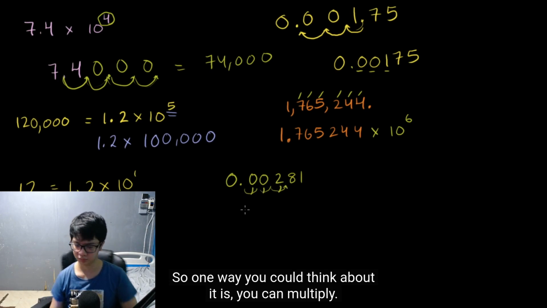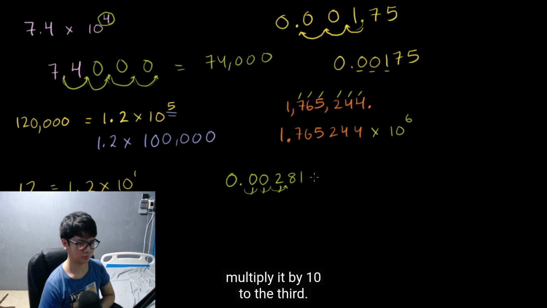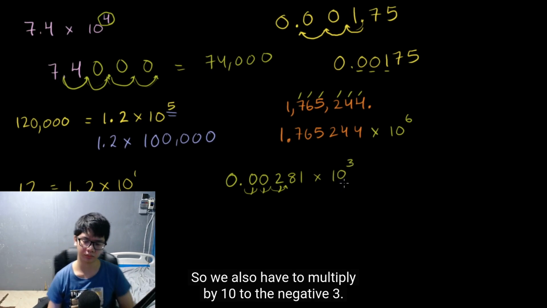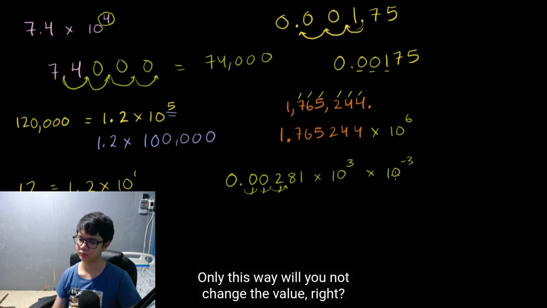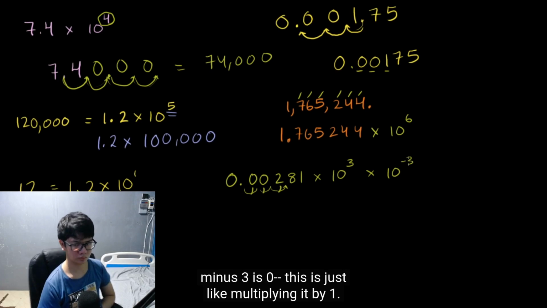One way you could think about it is, to move the decimal to the right 3 spaces, you would multiply it by 10 to the 3rd. But if you're multiplying something by 10 to the 3rd, you're changing its value. So you also have to multiply by 10 to the negative 3. Only this way will you not change the value, right? If I multiply by 10 to the 3 times 10 to the negative 3, 3 minus 3 is 0. This is just like multiplying it by 1.